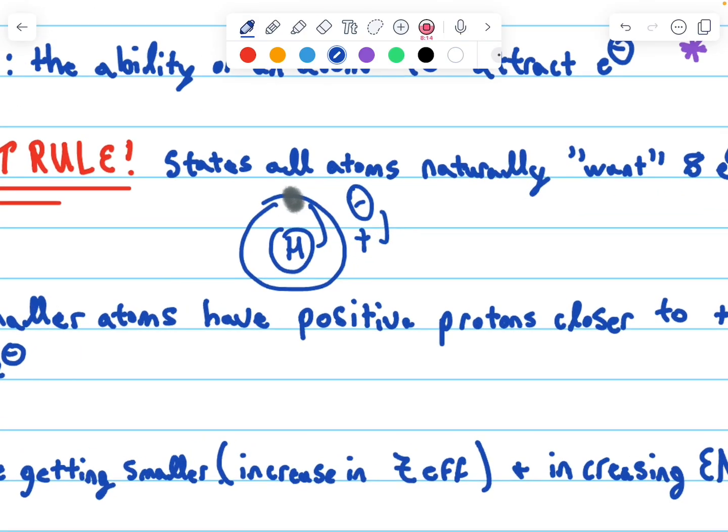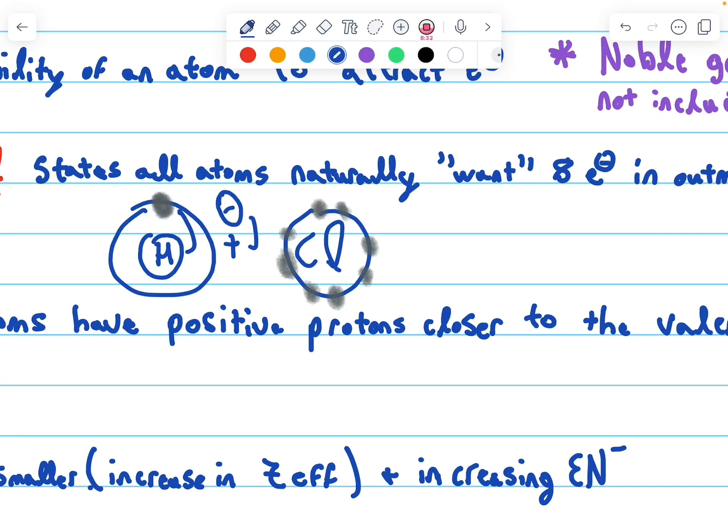Say we were with a chlorine atom, which has 7 valence electrons, right? Chlorine is really electronegative because it really wants 8 electrons, because of our octet rule.